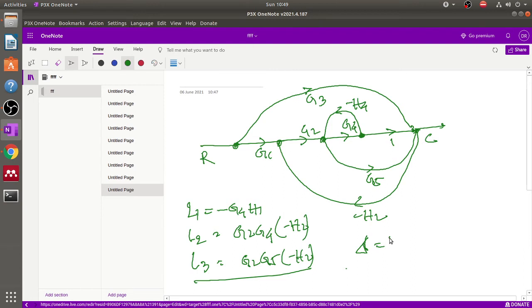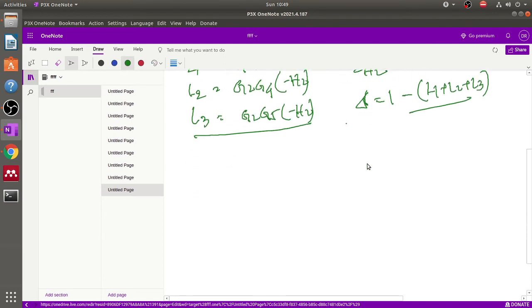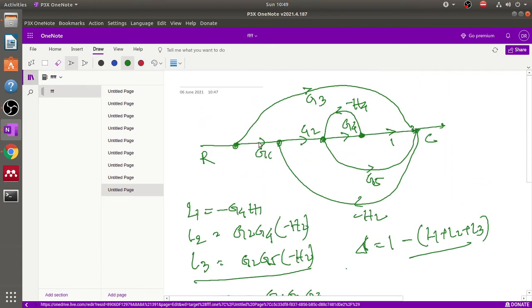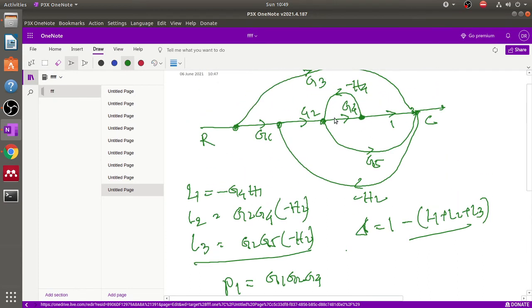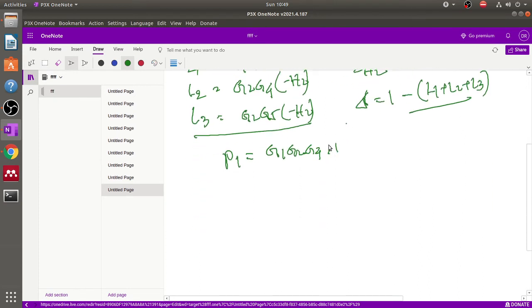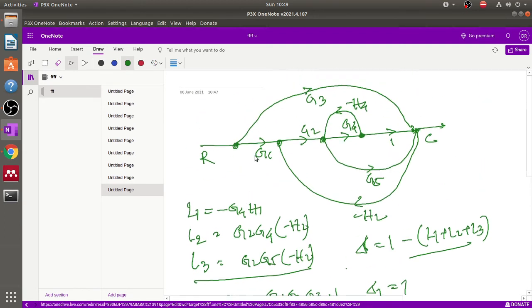So now what is the value of delta? This 1 minus L1 plus L2 plus L3. So putting this value here, we get the delta here. Now see that there is a 1 forward path, 2 forward path, 3 forward path. For the first forward path the gain is G1, G2 and G4, into 1, and delta 1 equal to 1 also. Now for 2 there is G1, G2, G5 into 1, and delta 2 is also 1, that means from this path.